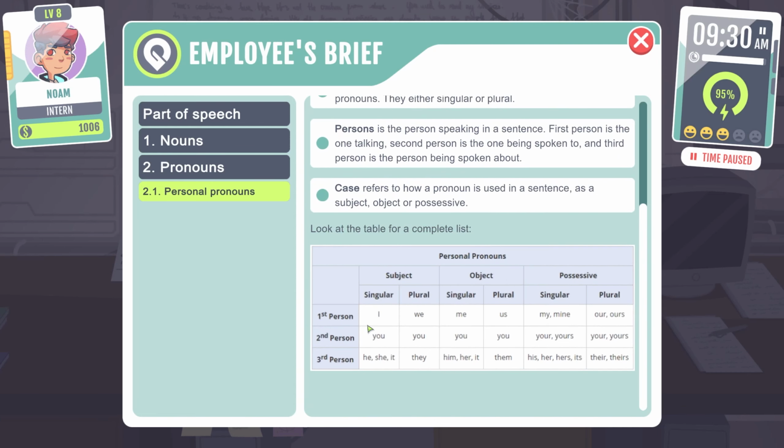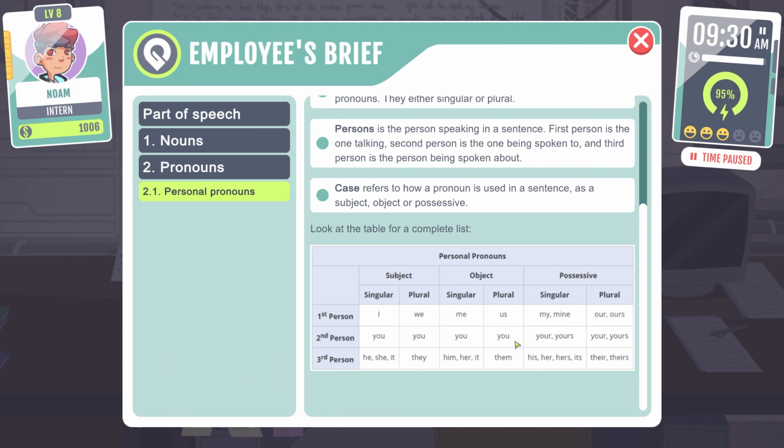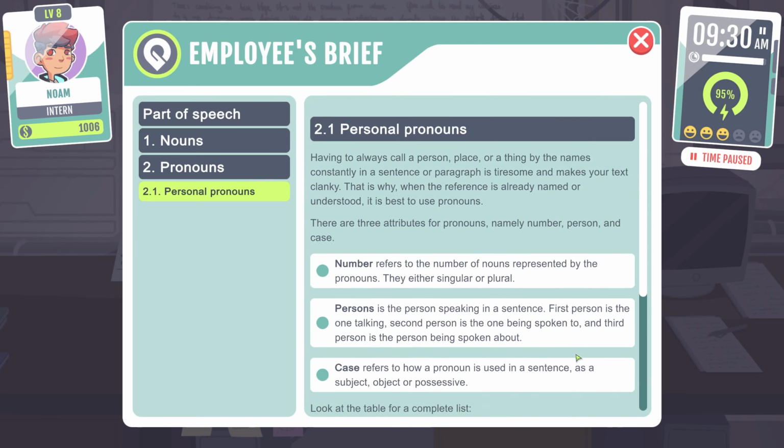Okay, so we got first person singular is I, first person plural is we, first person singular is me, first person plural is us. So we got I, we, me, us, my, mine, our, ours. Okay, we know that. Second person, you, your, yours. Then we got he, she, it, they, him, her, it, them, his, her, hers, its, their, theirs. Okay.